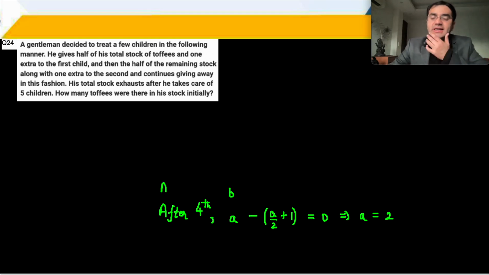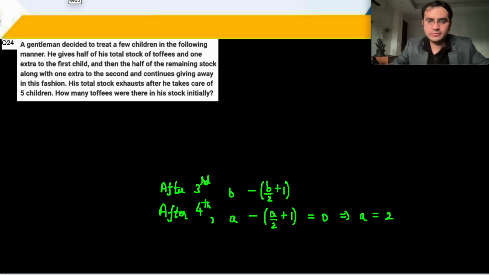third child, let's say that b toffees are left with this person. So what does he give out? Half plus 1, b by 2 plus 1. तो उसके पास बचा कितना? b minus b by 2 plus 1. And after the third child बचा कितना? a बचा. That was our definition previously, and a का value is 2.